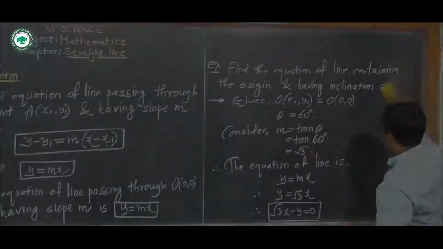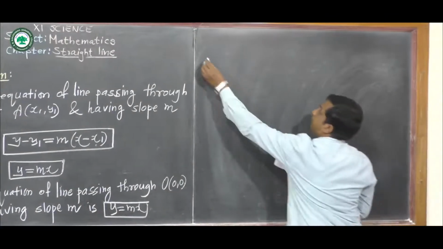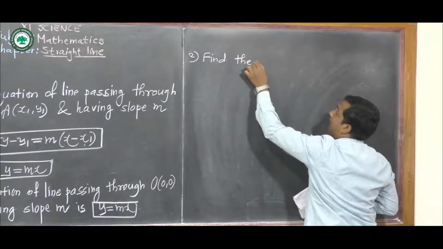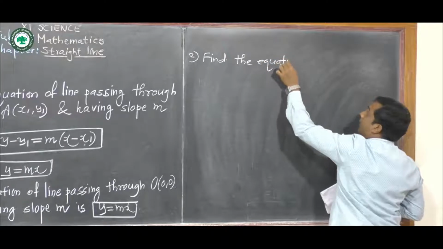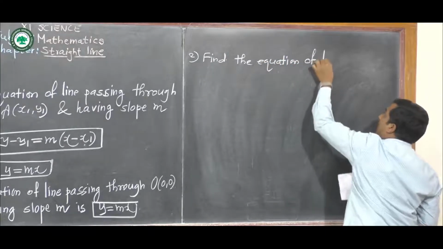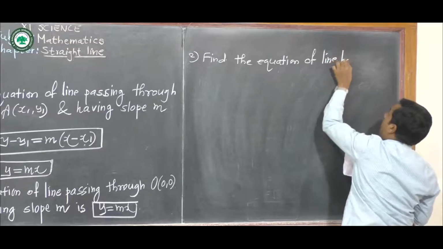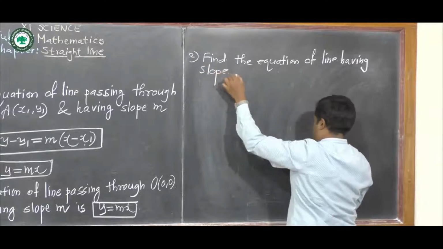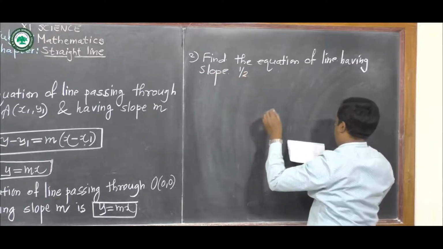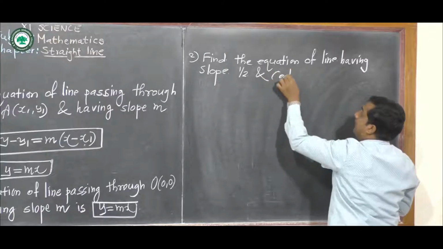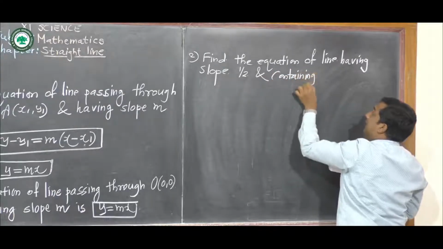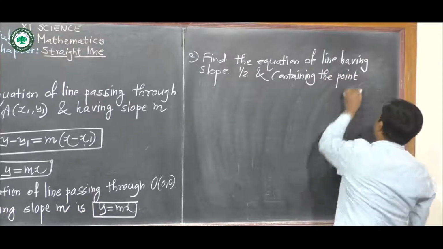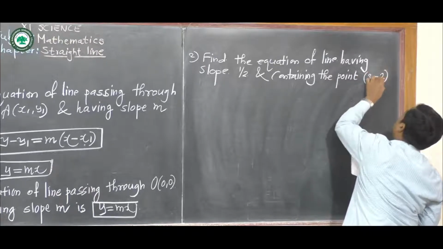Okay, so in the second example, given: find the equation of line having slope 1/2 and containing the point (3, -2).